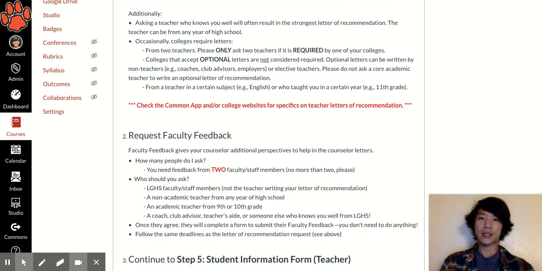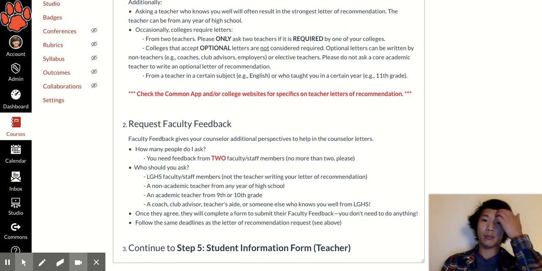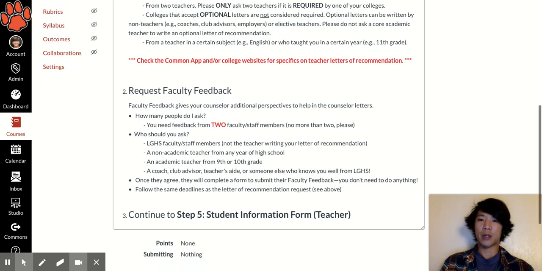Again, only ask teachers if it's required from your university. Most universities only require one teacher letter of recommendation. Sometimes they require two. Please only ask two teachers to write letters of recommendation if it's required. Optional letters can come from a plethora of other people, so check out the notes here about that.